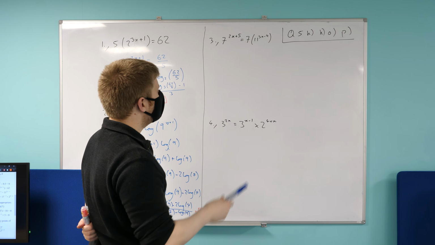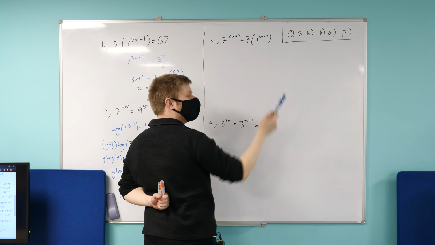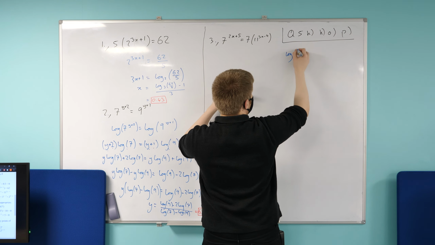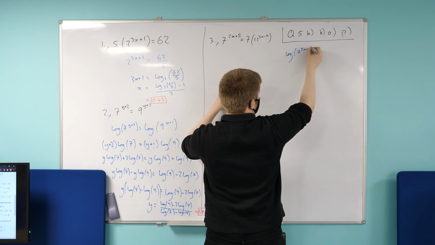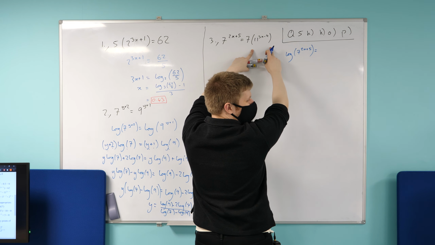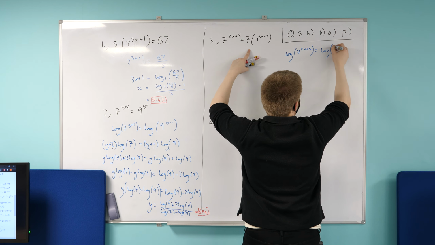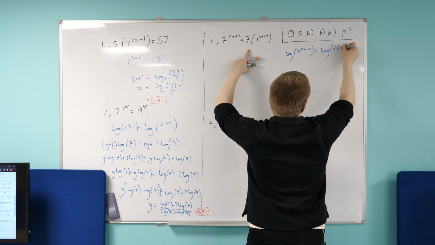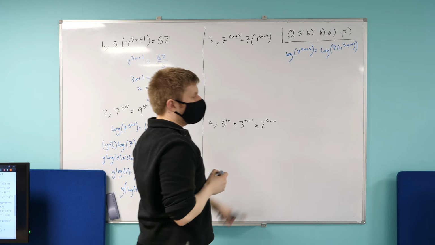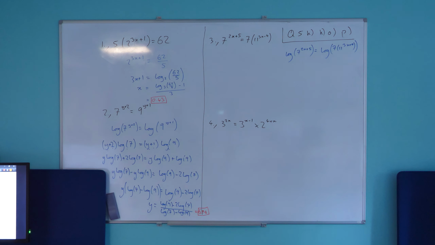Okay, not quite. The reason being is you can't just pick and choose what you take the logarithm of. If you're taking the logarithm of both sides, you need to take the logarithm of this side, so log of 7 to the power of 2x plus 5, and you need to take the log of the entire right-hand side. You can't just pick that bracket out because it's got the x in. Does that make sense? So it's got to be the log of the entirety of the right-hand side. Like so.